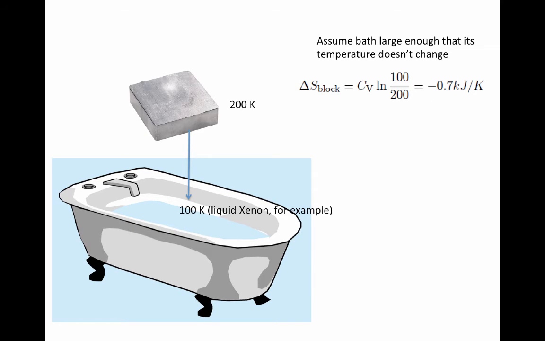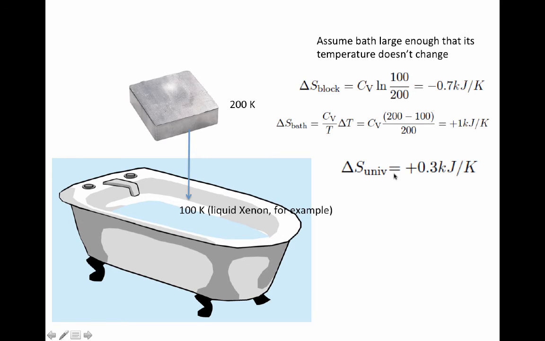The change in entropy to the bath occurs under conditions of constant temperature, so we use the constant temperature formula. Delta S is delta Q over T. Delta Q, the heat added to the bath, is just going to be C_V delta T, equal to the heat lost from the lead block. So you plug in the numbers and you get that the change in entropy for the bath is plus 1 kilojoule per Kelvin. So the change in entropy for the universe, adding these two together, is plus 0.3 kilojoules per Kelvin. So again, the second law of thermodynamics is fulfilled, even though notice that it is allowed for, say, the entropy of the block itself to be negative, to decrease. That has to be always compensated by an increase in the entropy elsewhere.